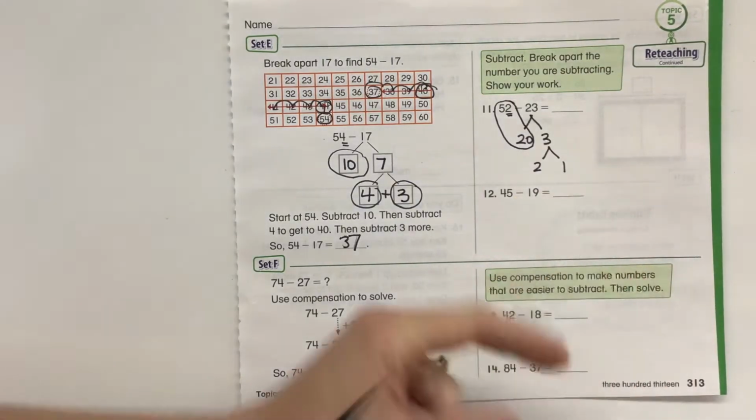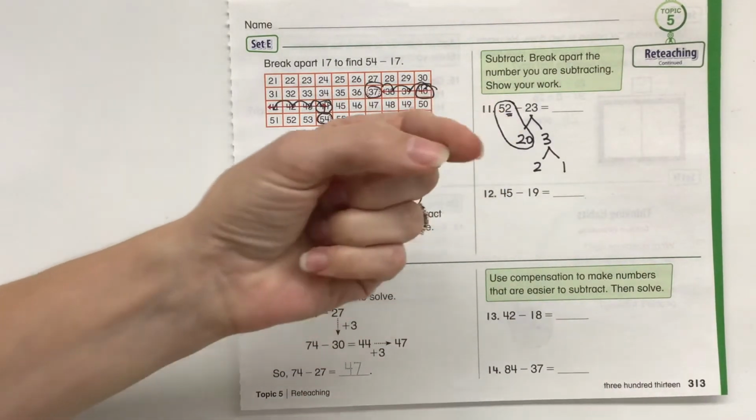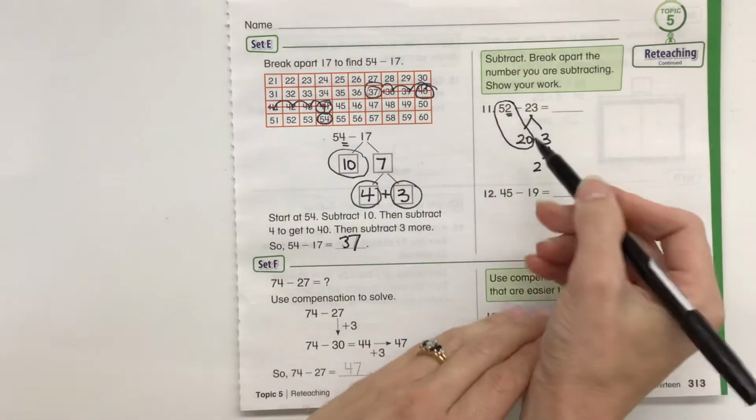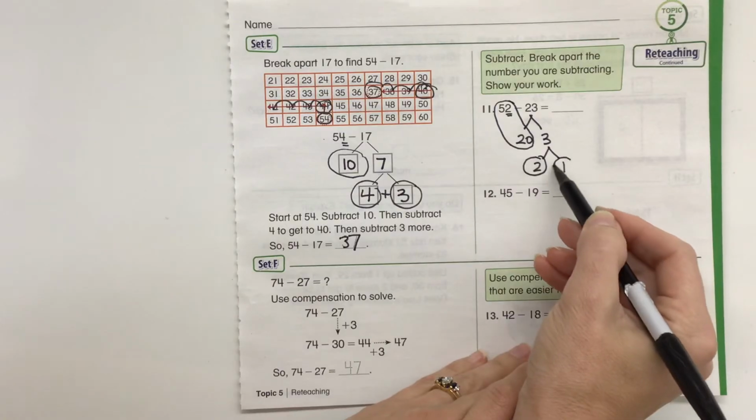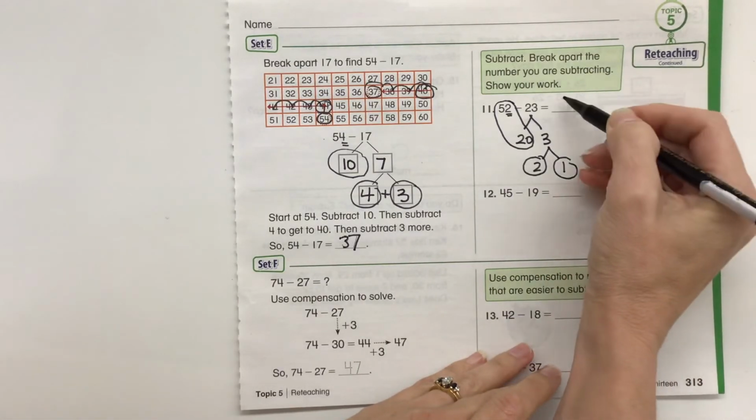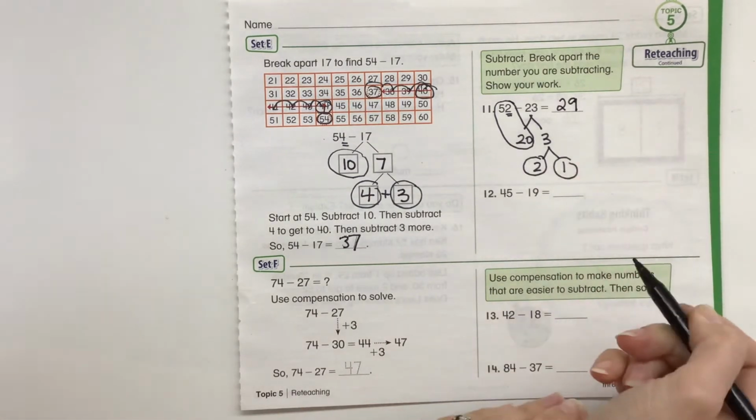So now I'm going to start with my subtracting. 52 minus 20, that's two groups of 10 backwards. 52, 42, 32. 32 minus 2 is 30. 30 minus 1 is 29. So we can even use our mental math in that one.